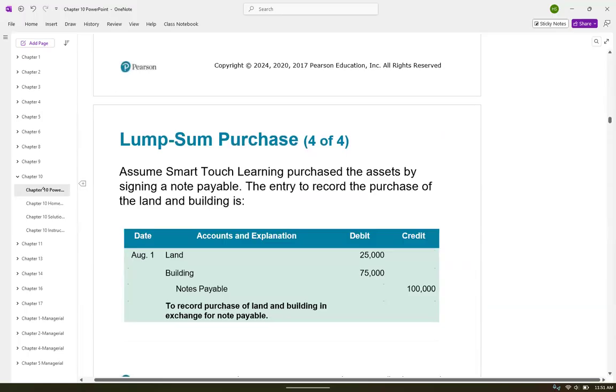Said that we purchased those assets with a note payable. We're going to debit land for the 25,000, debit the building for 75,000, credit notes payable for the 100,000. We cannot recognize that extra $20,000 as a gain or revenue or anything like that.